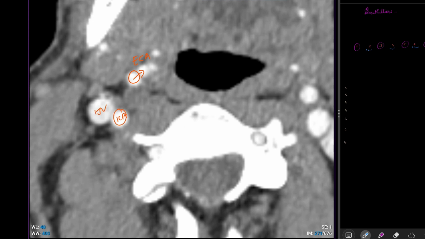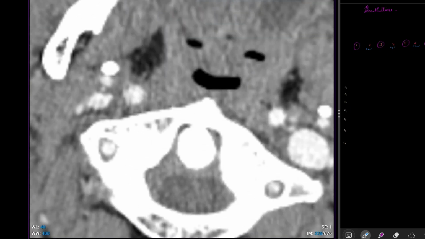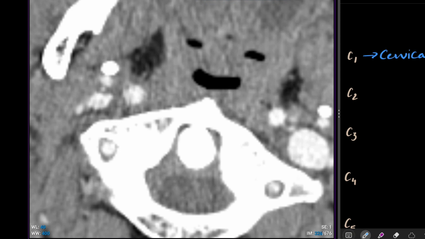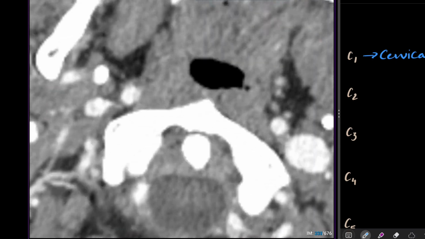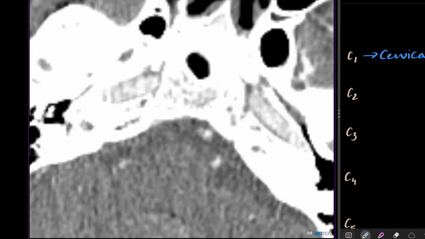If we continue tracing the internal carotid artery, what we are tracing right now is essentially C1, which is the cervical part. As we already discussed, since it is an odd segment, C1 does not give any major branches at the level of the neck. However, if we trace the artery more cranially, we can see the C1 part of the internal carotid artery entering into the internal carotid canal.